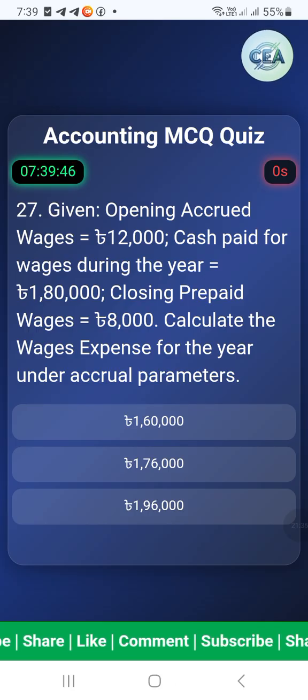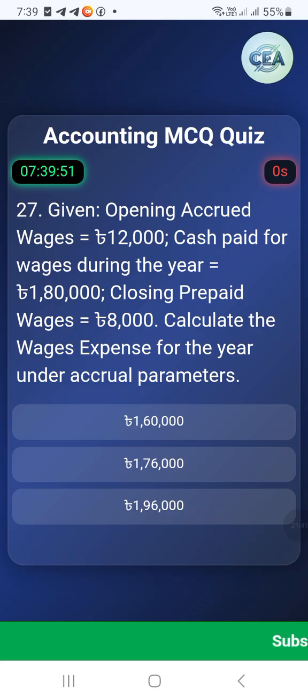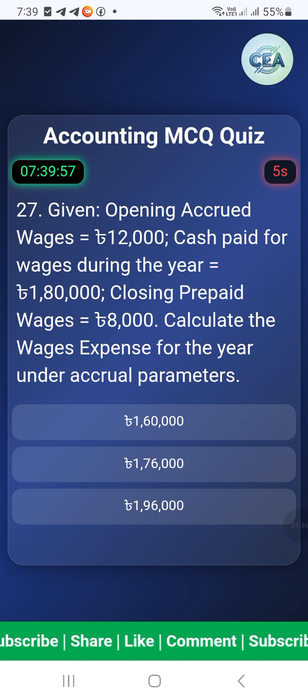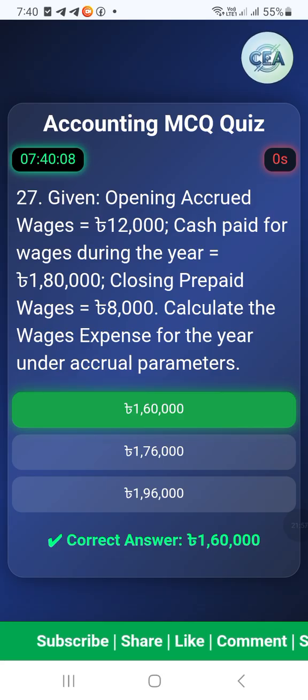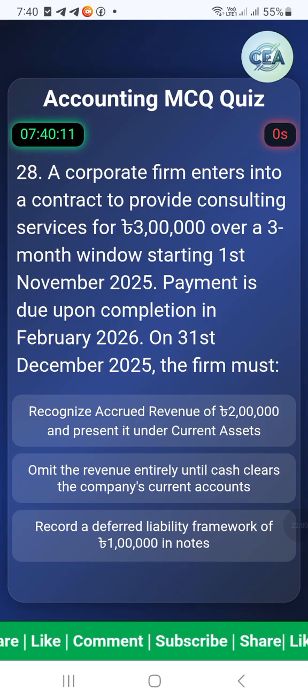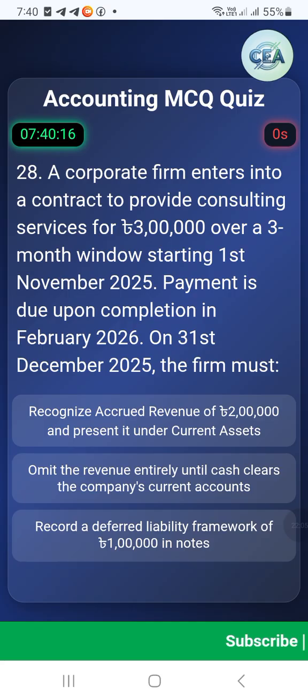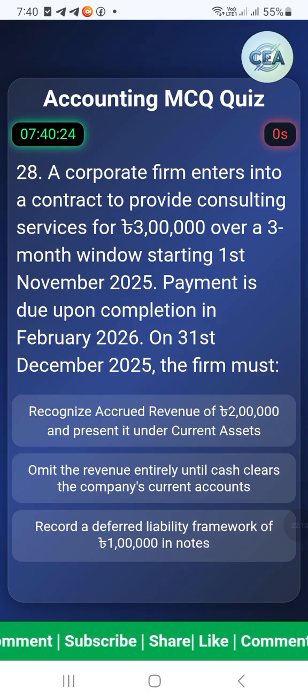Option 1. 160,000 takas. Option 2. 176,000 takas. Option 3. 196,000 takas. Correct answer is 160,000 takas. 28. A corporate firm enters into a contract to provide consulting services for 300,000 takas over a 3-month window starting the 1st of November 2025. Payment is due upon completion in February 2026.